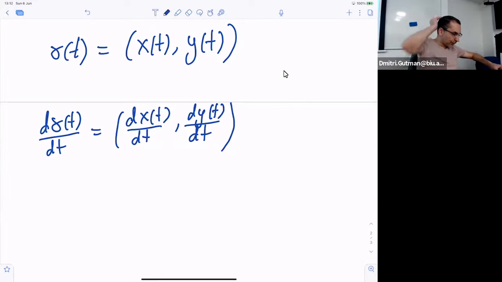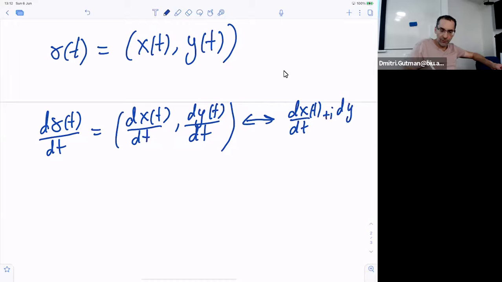And I can look at this thing as a real two-dimensional vector, or I can think about it and identify it with a complex number and say this is a vector on the complex plane that looks like this. So this is just an alternative representation of the vector as a complex number on a complex plane. So this is what I mean by a tangent vector for a curve on the plane xy.